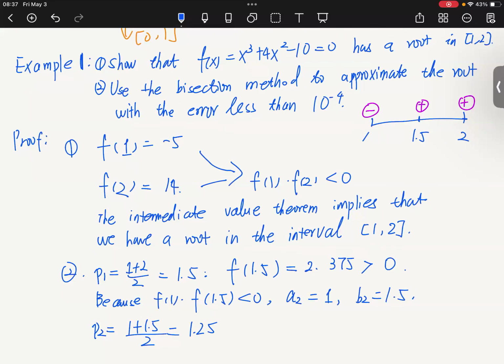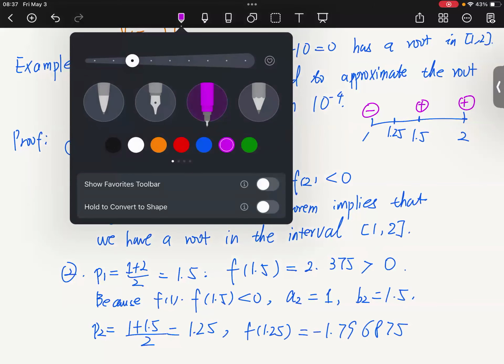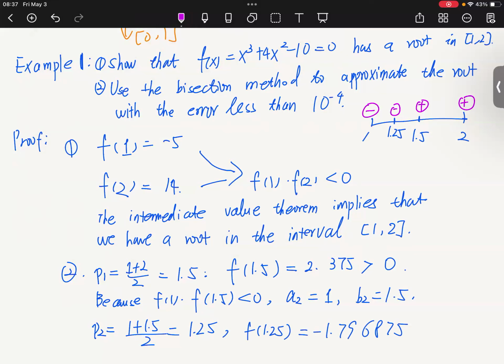And this is my new midpoint, 1.25. And I am going to evaluate this function at 1.25. And this value is just negative 1.796875, which means that I have a negative sign for this middle point here. And I'm going to choose the other endpoint, something that is different from the negative side. So here, that is this point here. This is negative sign, this is positive sign. So this is the new interval for the next search of the roots.